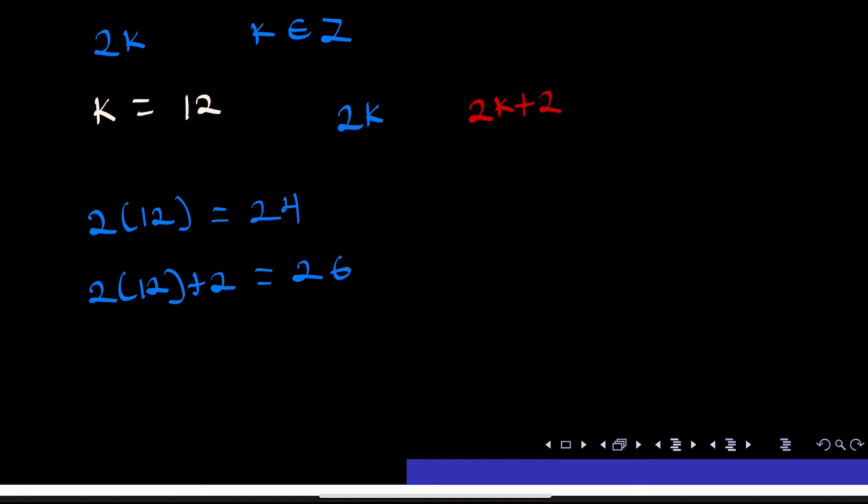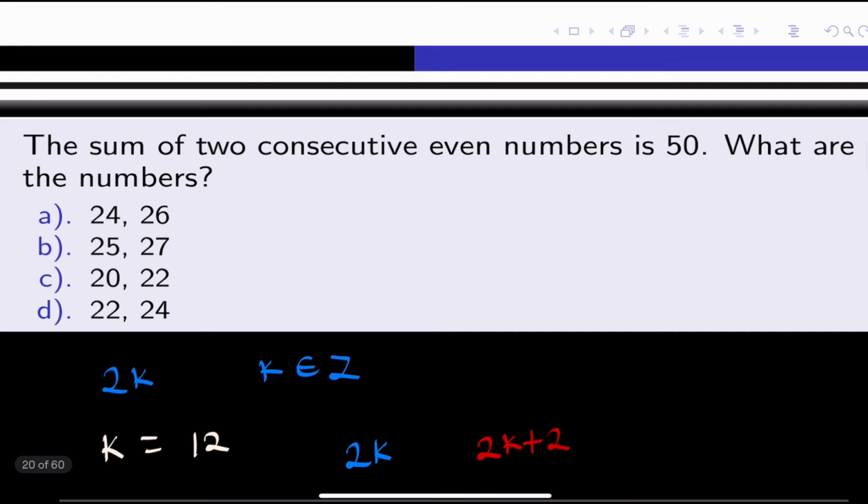Now let's verify if this answer is correct. Now let's add these two answers to see. So that's 24 plus 26 will be giving us 50. And so our answer is correct. So hence the correct option is option A.